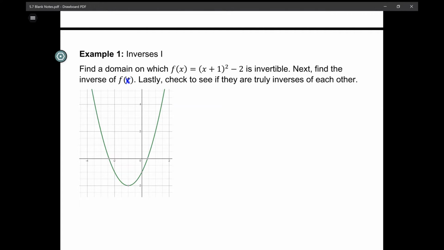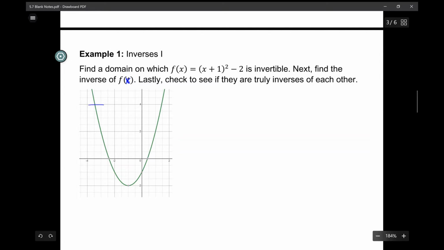All right, so here, graphed in green, is f of x equals (x plus 1) squared minus 2. And if we think about it, it's the x squared function shifted left 1 and down 2 using our function transformation knowledge. All right, so we need to find a domain on which this function is going to be invertible, because right now it is not passing the horizontal line test.